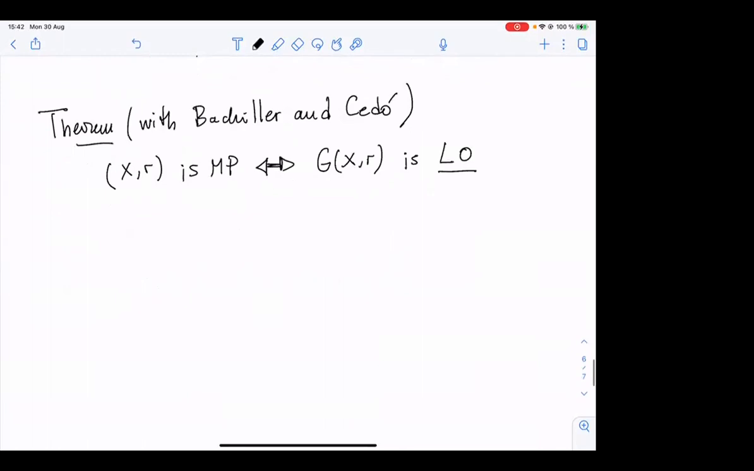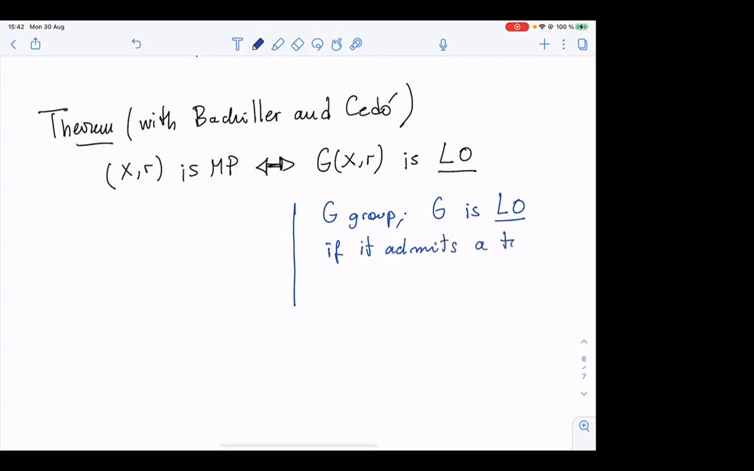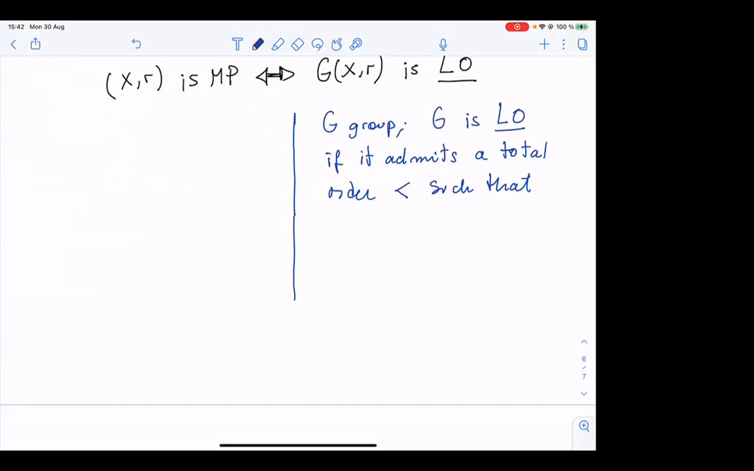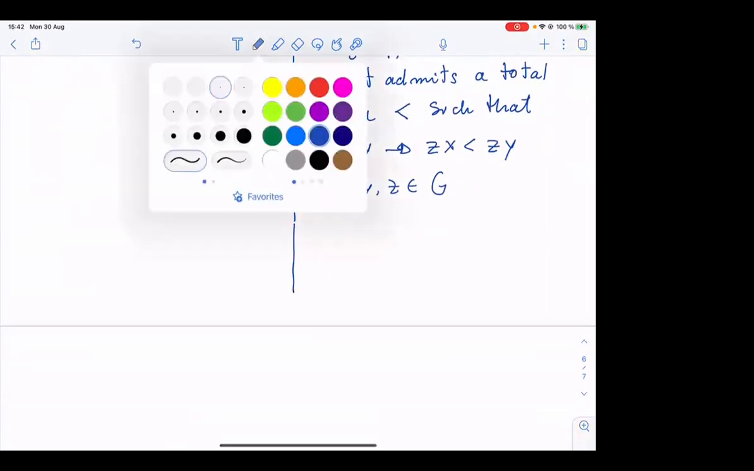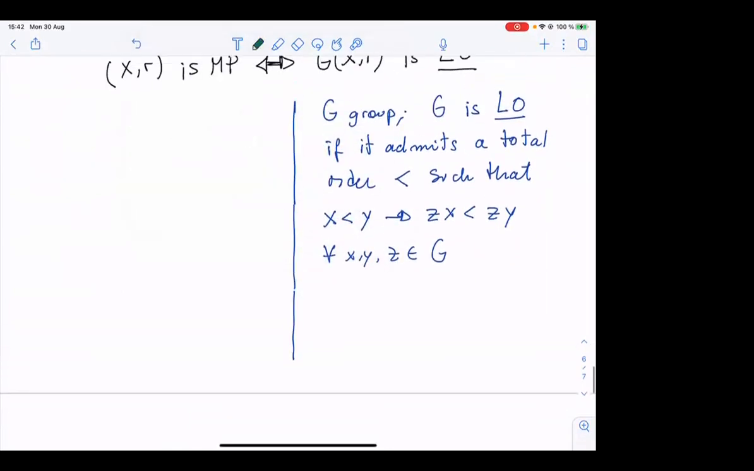What does it mean? If you don't know this, we say that a group G is left orderable if it admits a total order such that it is compatible with left multiplication, meaning that if x is less than y, then zx is less than zy for all x, y, z in G. And this is quite important in geometric group theory.